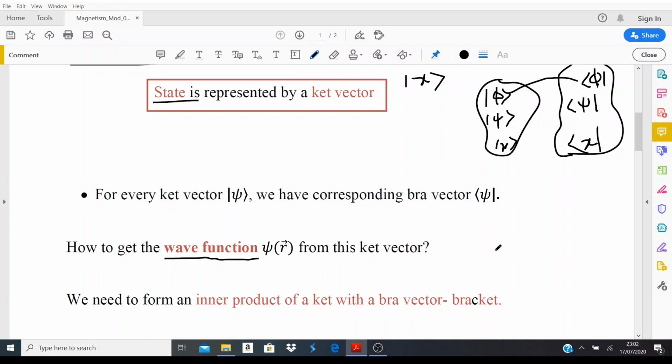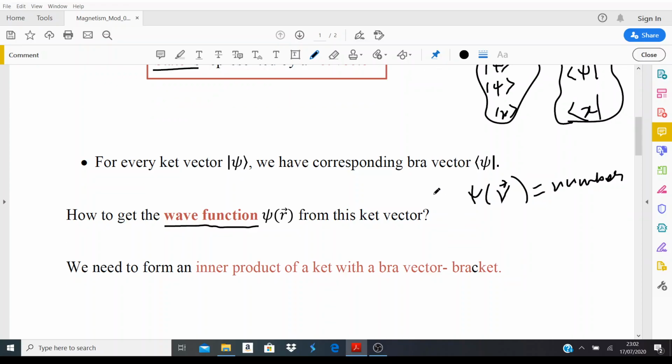Because if you remember, you're trying to get a function out of a vector, and the function produces a fixed number for a fixed r. For example, if r is fixed at some point, then this is just a number. So you are trying to get a number out of a vector. If you recall from your vector calculus, one way to get a number out of a vector is the dot product.